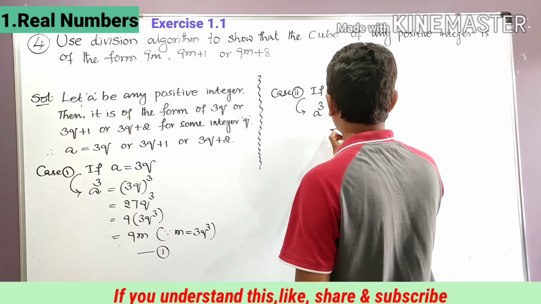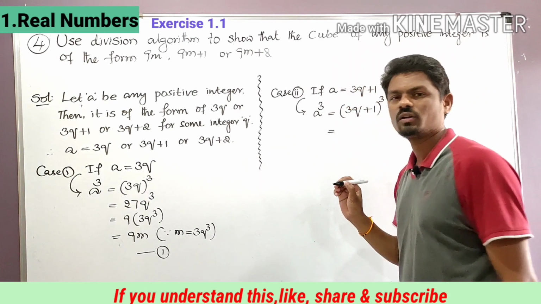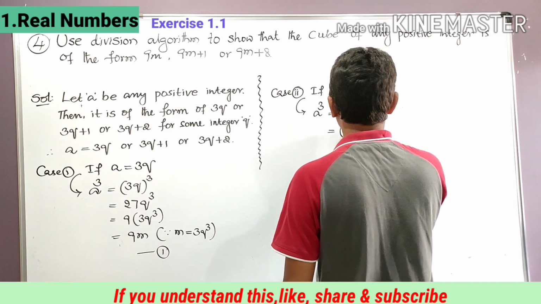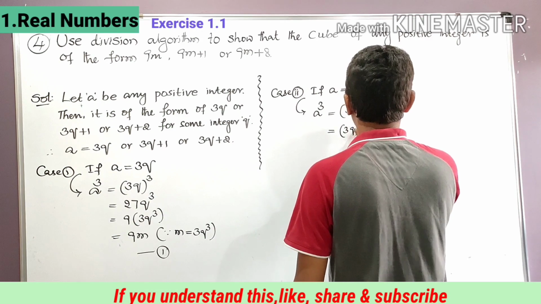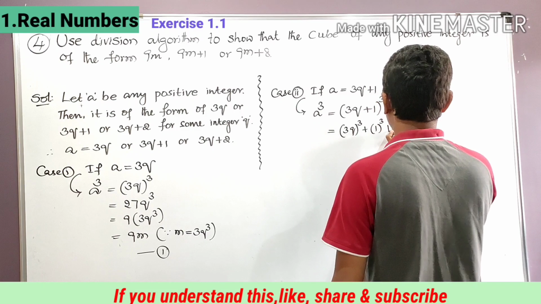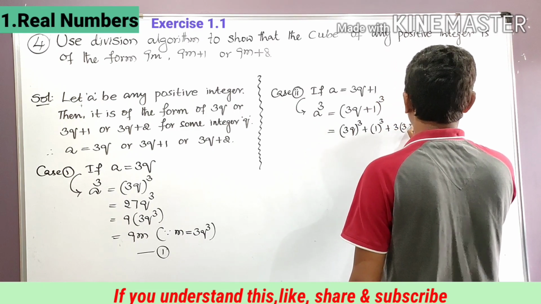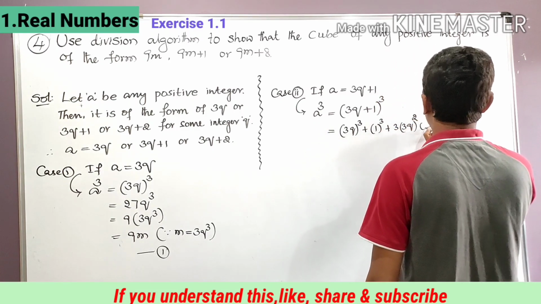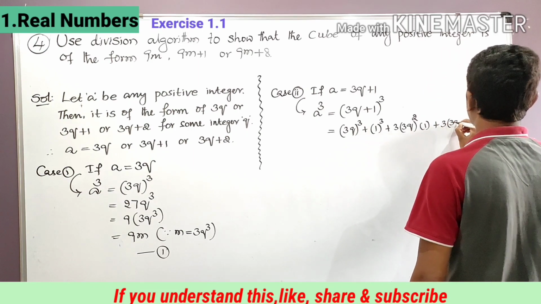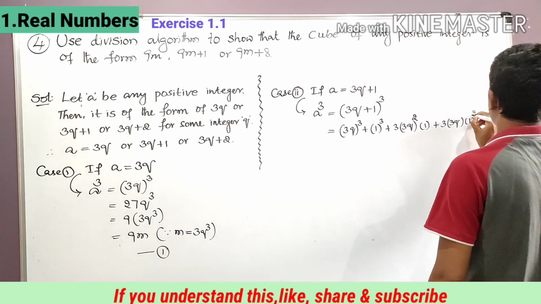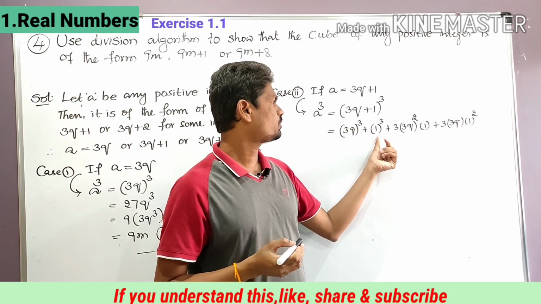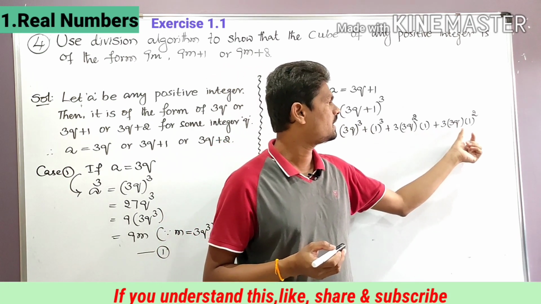What is the formula of a plus b whole cube? A cube plus 3a square b plus 3ab square plus b cube. So a cube is 3q whole cube, plus b cube, so 1 cube, plus 3a square b, that is 3 into 3q whole square into b is 1, plus 3ab square, so 3 into 3q into 1 whole square. This is the a plus b whole cube formula, student.